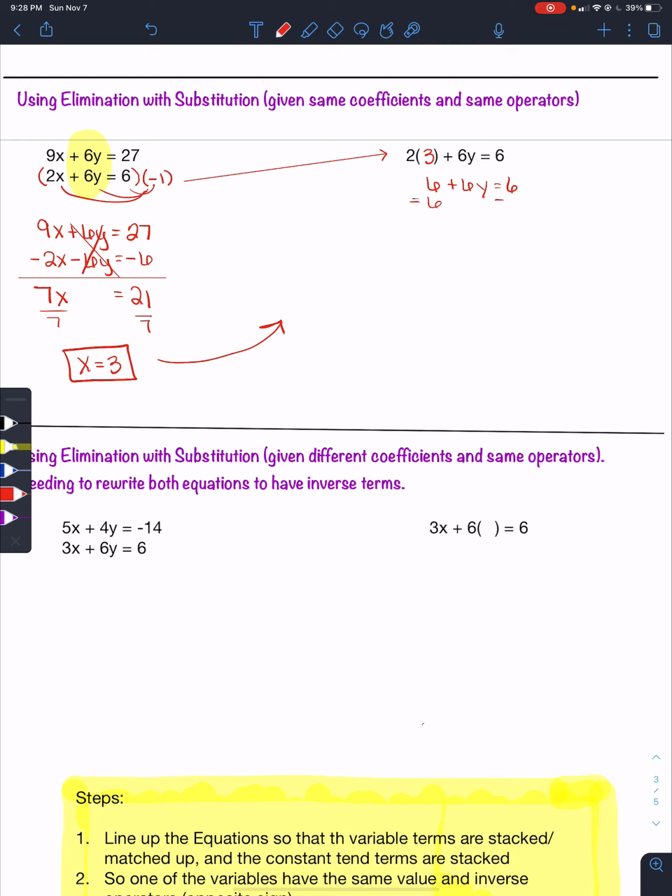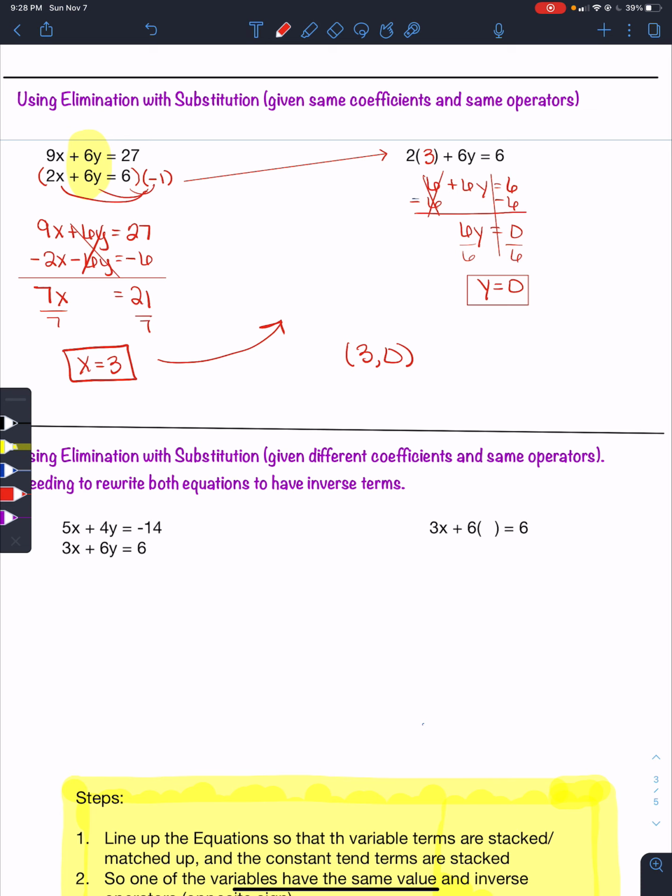Subtract 6 from both sides of the equal sign. Okay, make sure that you realize that's both sides of the equal sign. These two here are gone. So I've got 6y equals 0. Divide both sides by 6. 0 divided by anything is still 0. So our solution on this one is 3, 0.